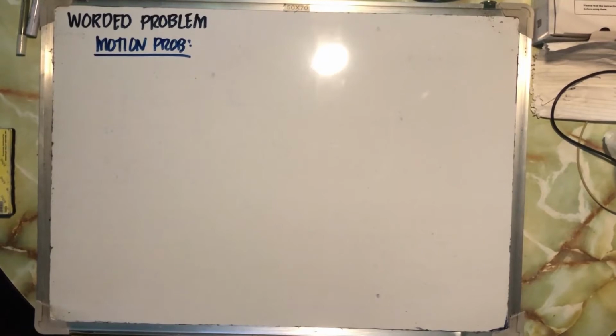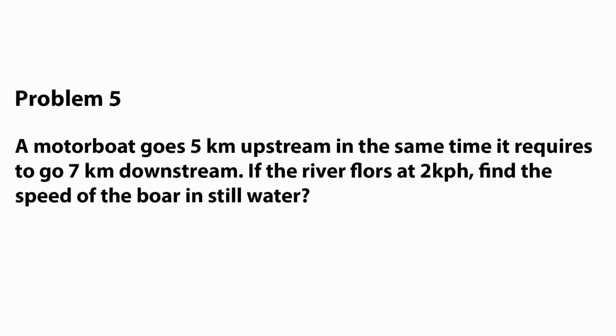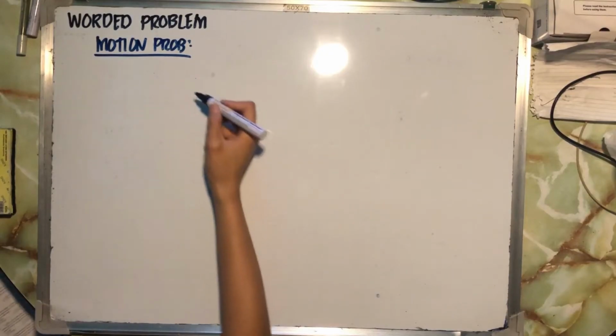Okay. Next problem is motion problem. A motorboat goes 5 kilometers upstream. In the same time, it requires to go 7 kilometers downstream. If the river flows at 2 kilometers per hour, find the speed of the boat in still water. Okay? So this is a motion problem.